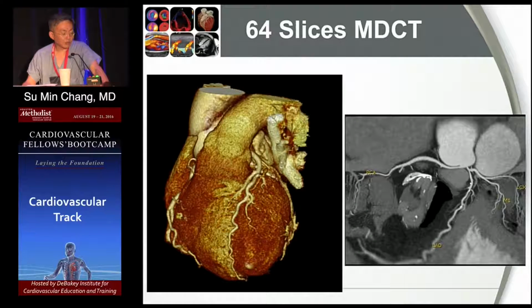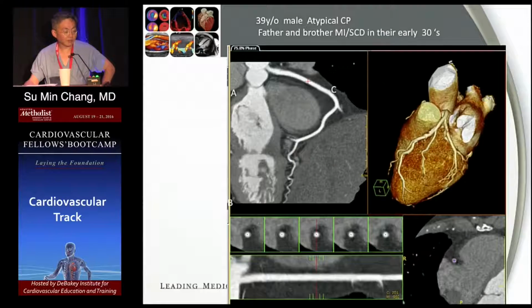And the workhorse of most of the CT is 64 slices. Done correctly, you can produce exquisite images like this. This is just a regular, probably older, 64 slice, but if you prepare the patient adequately, you can have an image like this.